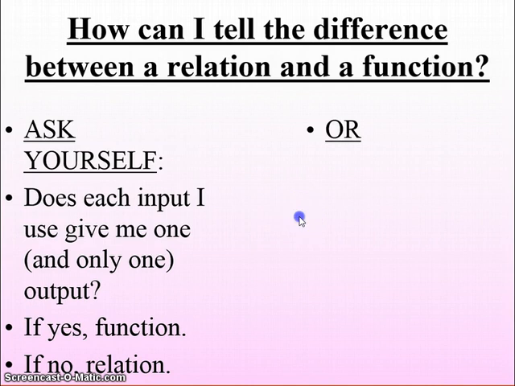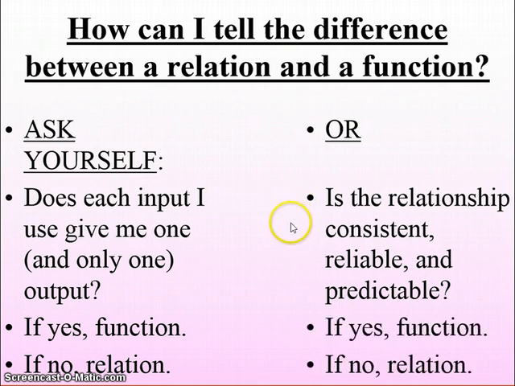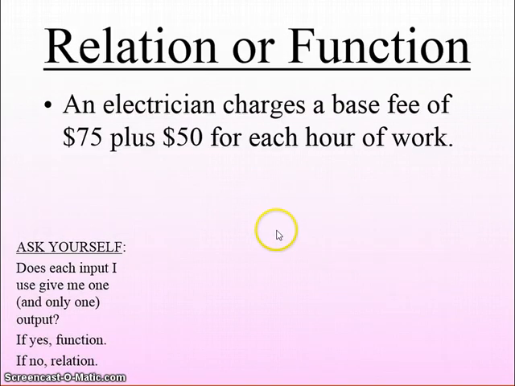Another question you could ask yourself is, is the relationship consistent, reliable, and predictable? And if you say yes, then it's a function. And if you say no, then it's just a relation. So let's look at 4 examples to see if we think it's a relation or if it's a function. So here's the first one.